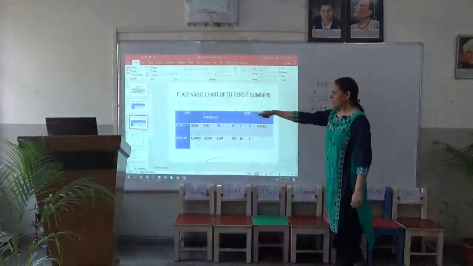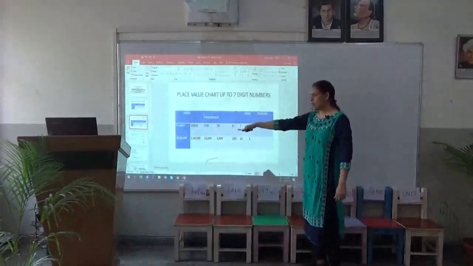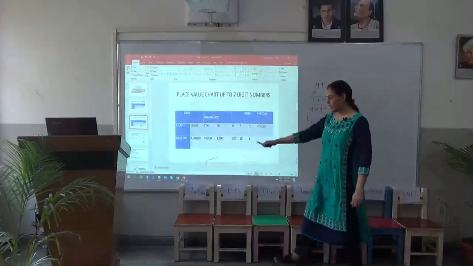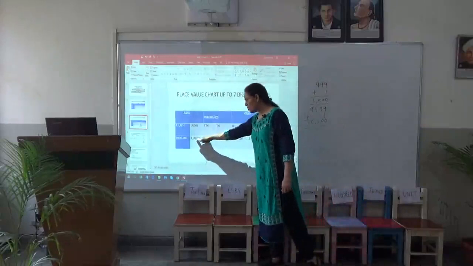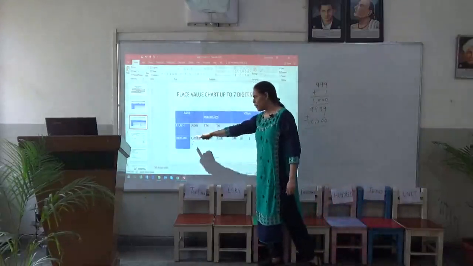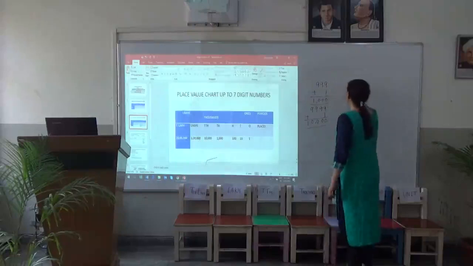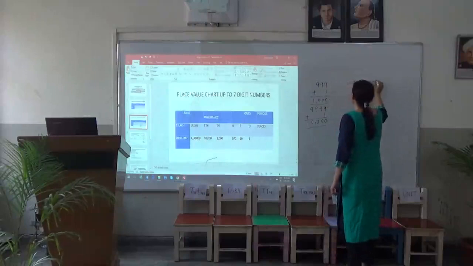If you see, lakhs have also got two members. It is 1 lakh and 10 lakhs. How many zeros can you see here in 1 lakh? Let us count. It's 1, 2, 3, 4, 5 and along with 1. So it is a 6 digit number.